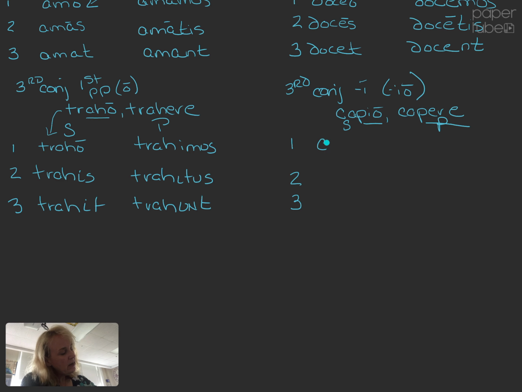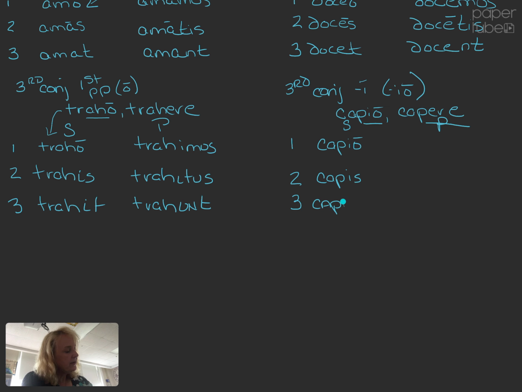So if I do capeo, and then in here I cut off the O, I would have capis. What happens is those two I's merge into one. It doesn't elongate, it stays a short I, but where do we see it?